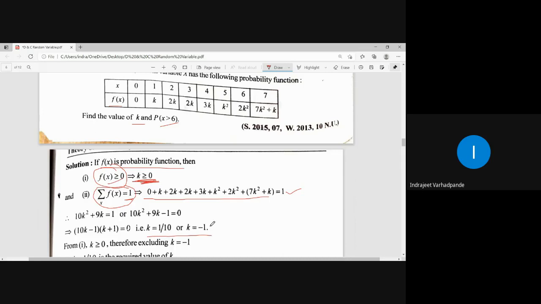But quadratic equation has how many roots? Two roots. But the condition for the given value k is greater than or equal to 0. So if you come across any negative root, we will be discarding that negative value and considering only the positive one and moving ahead for the further calculation. So note down, if f of x is a probability function, then f of x is greater than or equal to 0, which simply implies k is greater than or equal to 0. Summation over f of x is equal to 1, and summation of all the values of k will be 1.